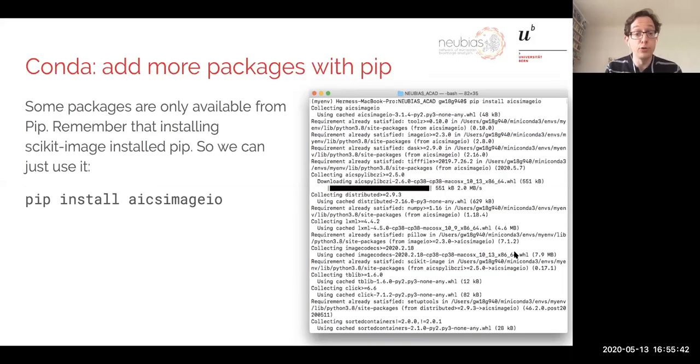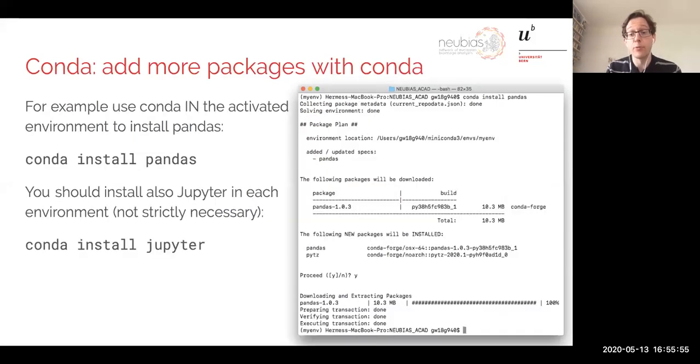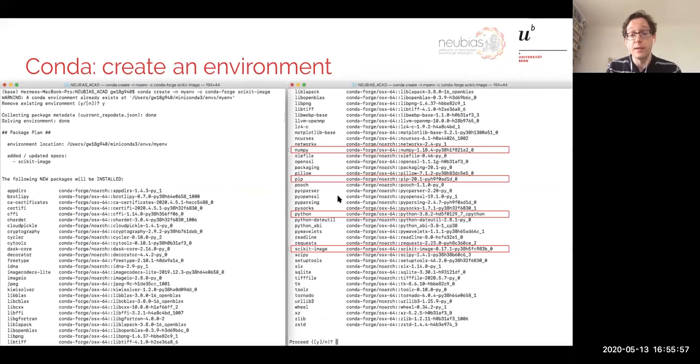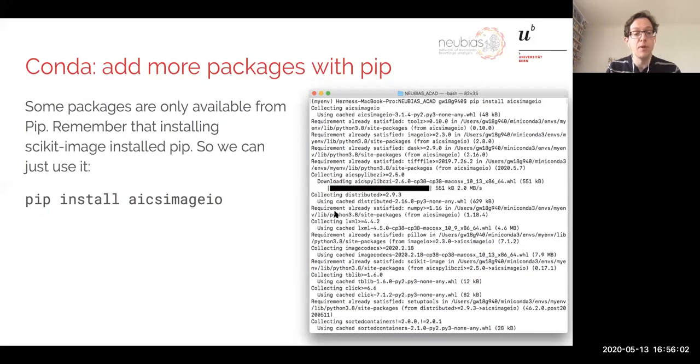You can, of course, also use pip. So for example, the AICSImageIO package can only be installed by pip if you go on their website, and they tell you use pip install this. Since pip has been installed previously, you remember here, it's available in your environment called myenv. So now you can execute pip install aicsimageio, and it installs all the things that are needed in there. So you can use both pip and conda. I recommend using conda whenever you can, because conda really makes sure that the package versions are compatible, but you can use both.